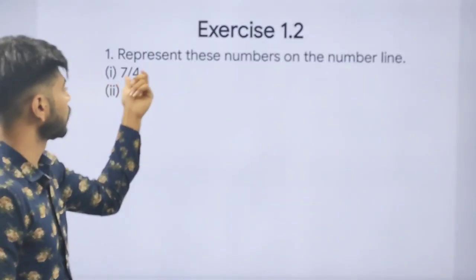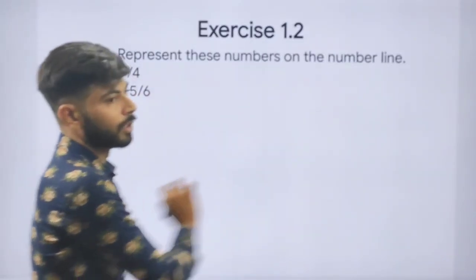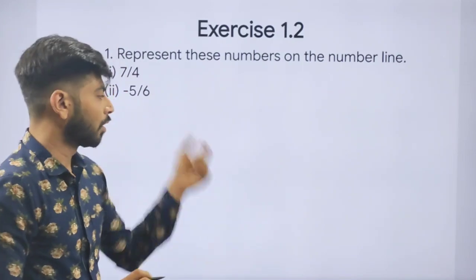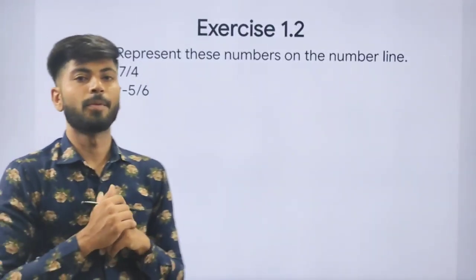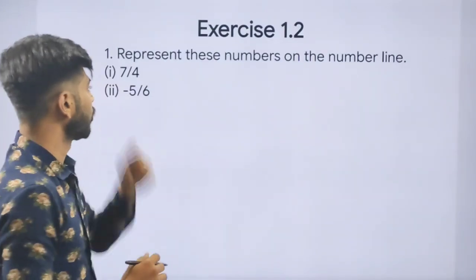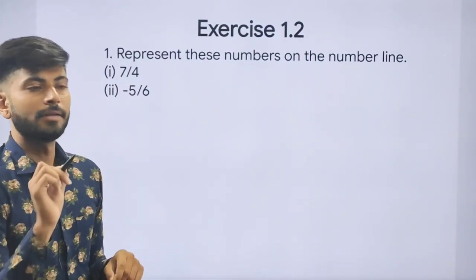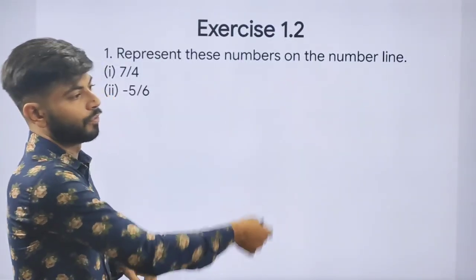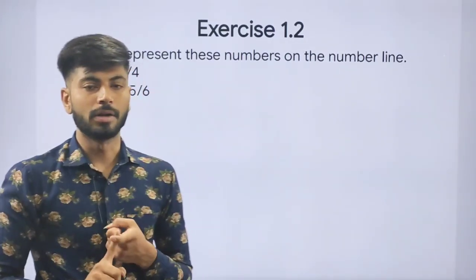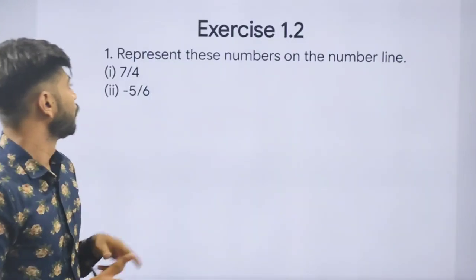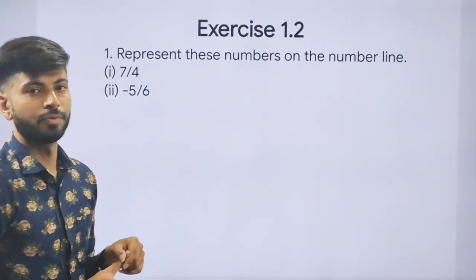So first of all, we will take the number line. We will take all the positive numbers on the right side because 7 upon 4 is positive. Now we will start from 0. Then we will put 1 upon 4, 2 upon 4, 3 upon 4 and 4 upon 4. 4 upon 4 will be 1. But we are not reaching 7 upon 4 yet.